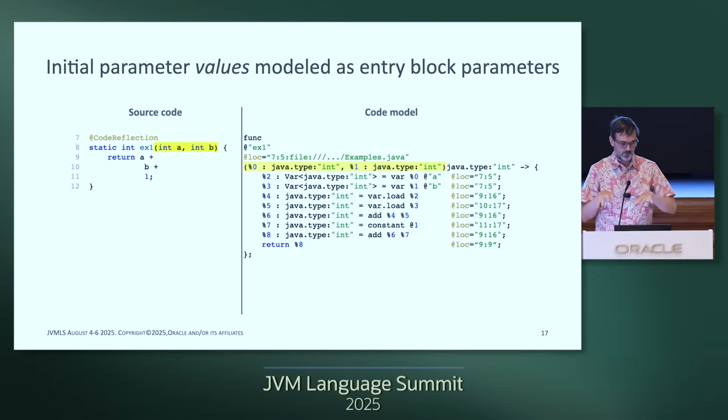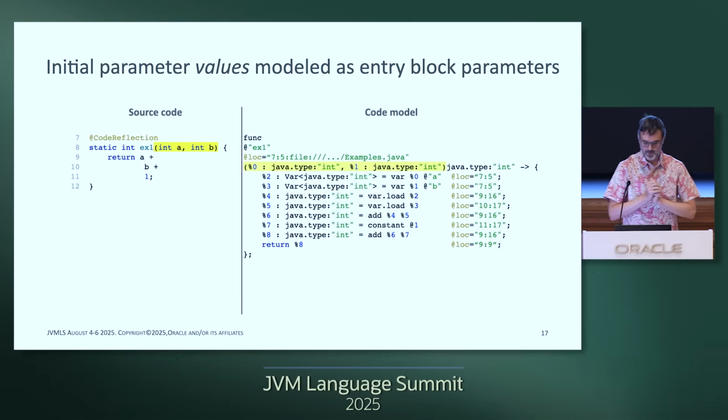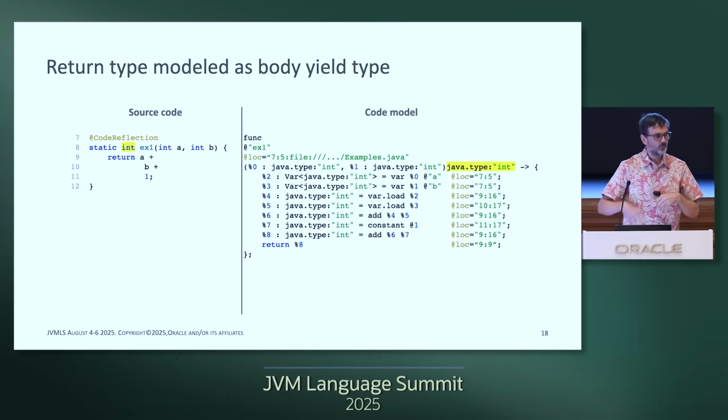Because of this model, if I didn't say it, the way we do code models, it's all in SSA form. And so we pass values in. And we have values as block parameters, %0 and %1, corresponding to the values of A and B if this method would be called. And we're yielding a type of int corresponding to the return type of the method.